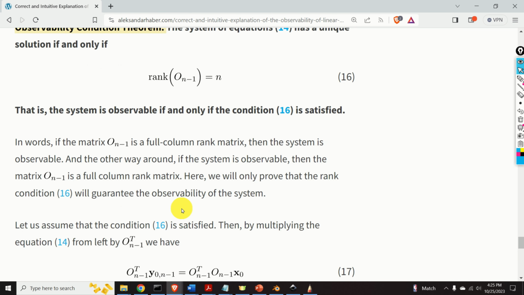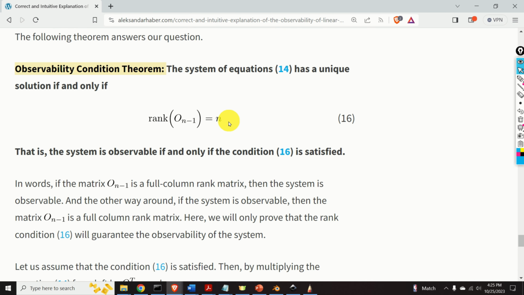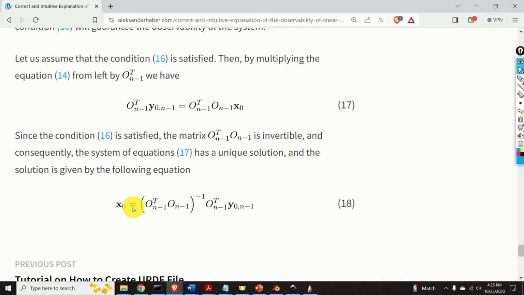We have shown that if this condition is satisfied, there is a unique solution, and this unique solution is given by this equation. Okay, that would be all for today.